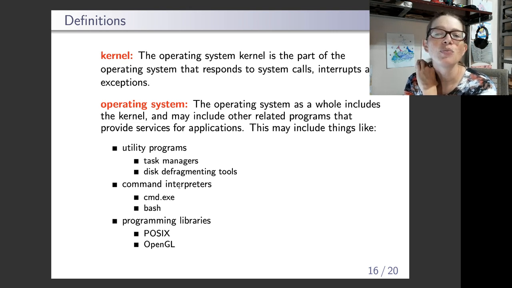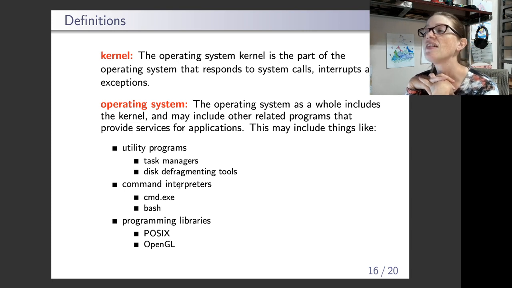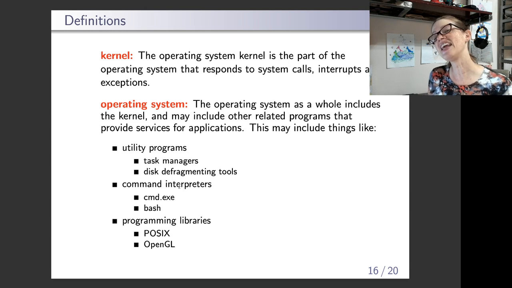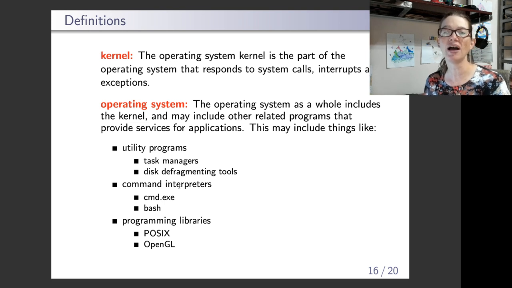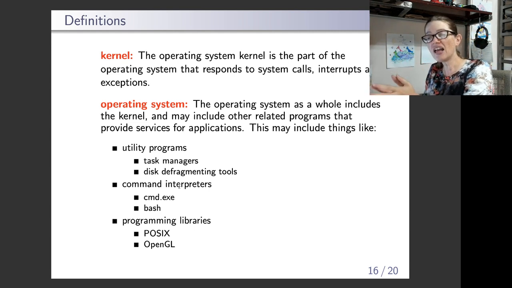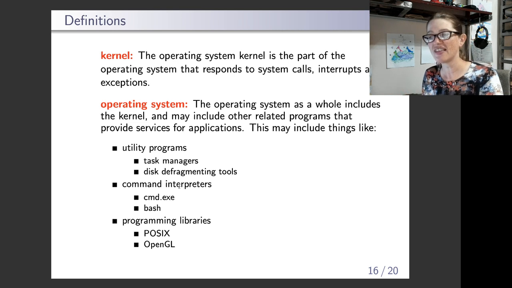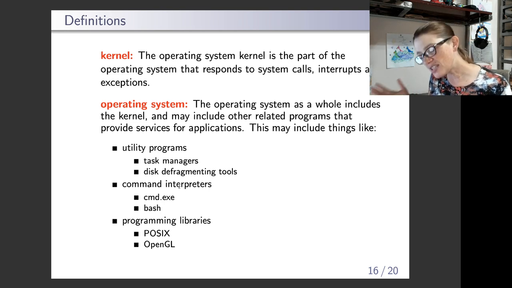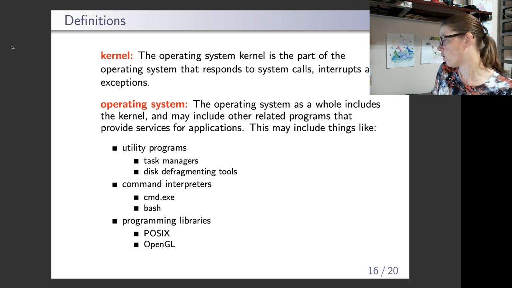Now, we're not going to deal so much with an operating system as a whole. The part of an operating system that we're going to be dealing with the most is the kernel. And the kernel is what I say stands between the user and the hardware. It's going to do a bunch of things for the user program, and it's going to do a bunch of things for the hardware. And the operating system as a whole is the kernel and all of the related programs and services offered. Things like task managers, disk defrag tools, bash shell prompts, maybe programming libraries, all of those things are part of the OS as a whole.